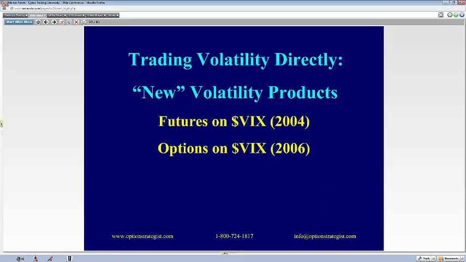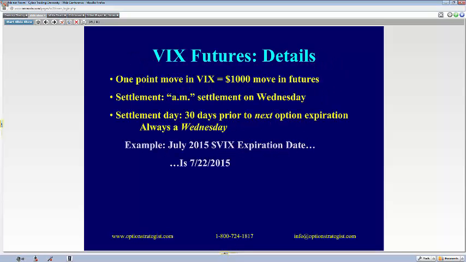All right, so how do we trade volatility per se? Those were kind of fun things to look at compared to indices, but what if we really want to trade volatility? Well, in 2004, the CBOE listed futures on the VIX, and in 2006, they listed options on the VIX. And by many accounts, the options on the VIX are the most successful product that they ever launched.